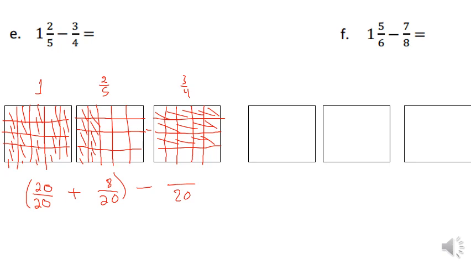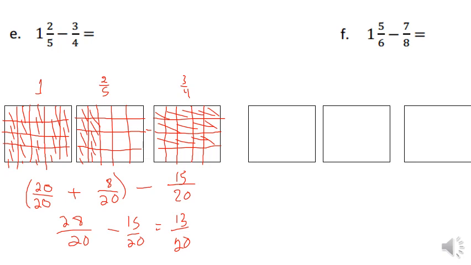And we're going to be subtracting. We know this is 20ths, and these are 1, 2, 3, 4, 5. So it'd be 15 20ths. We add these together. We end up with 28 20ths minus 15 20ths, which will give us 13 20ths.